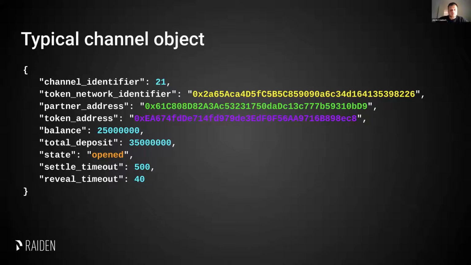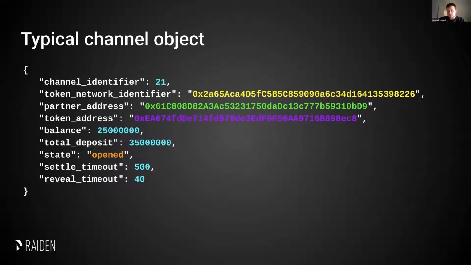So what's the difference between these two? The total deposit is how much we deposited into the channel, and the balance is our current balance. So in this case, it would basically mean that we transferred 10 with a lot of zeros after tokens to our counterparty. The channel state is open, so the channel is currently open. It could also be closed or settled.